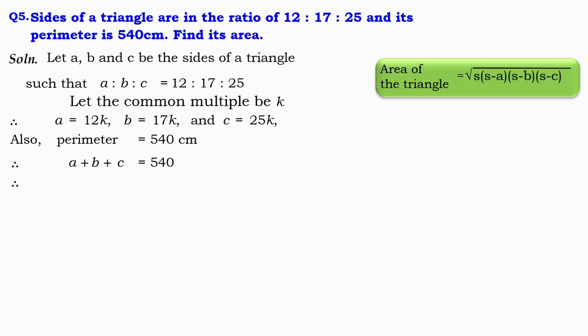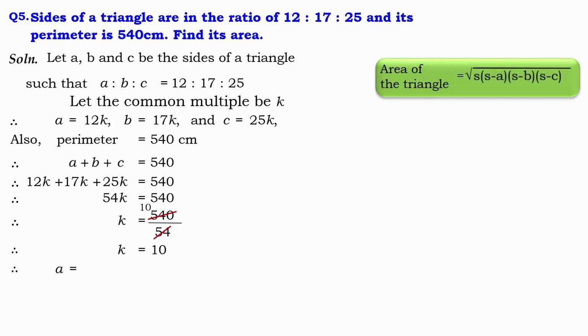So now we know that perimeter is sum of all the sides, that is a plus b plus c, that is equal to 540. So now put the value of a and b and c. 12k plus 17k plus 25k, that is equal to 540. So which is coming 54k equal to 540. So k is 10. Right. So now let us put that value of k in a, b and c. So a will be 12 into 10, that is 120 centimeter. B is 17 into 10, that is 170 centimeter. And C is 25 into 10, that is 250 centimeter.